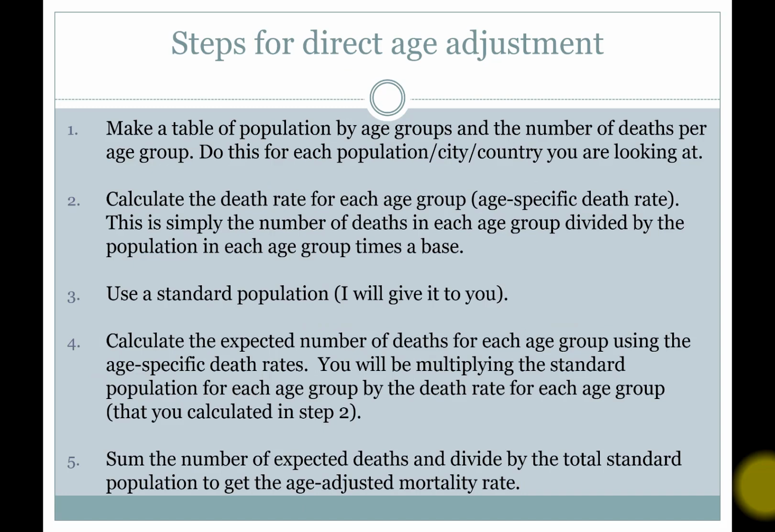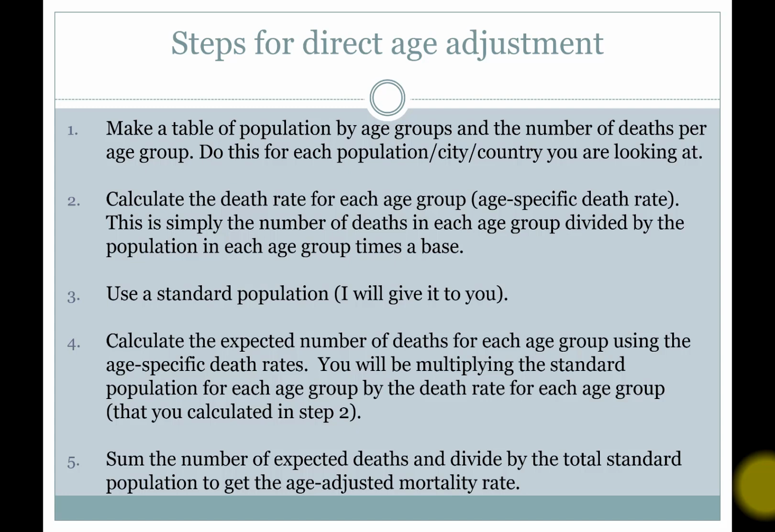There are two ways of adjusting for age, direct and indirect. Here are the steps for direct age adjustment. Remember that with age adjustment, we are trying to change the age structure of the population. In direct age adjustment, we use a standard population to eliminate the effects of any difference in age between two or more groups. A table is always helpful to keep us organized and avoid errors.